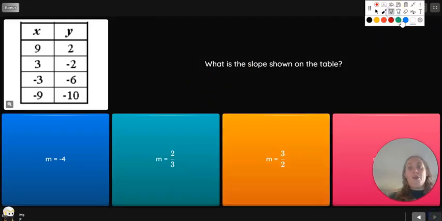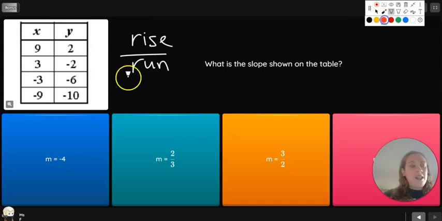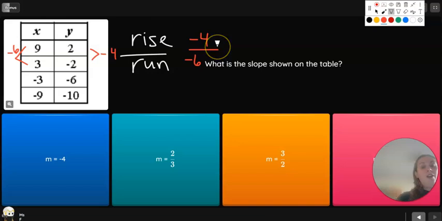So what is the slope shown in this table? We want to think of our rise over run. So our rise is that change in y. How are we going from 2 to -2? We're getting lower, it's getting smaller. We're going down 4. So our rise is -4. Our x value is going from 9 to 3, so it's also getting smaller, it's going down 6. So we have -4 over -6.